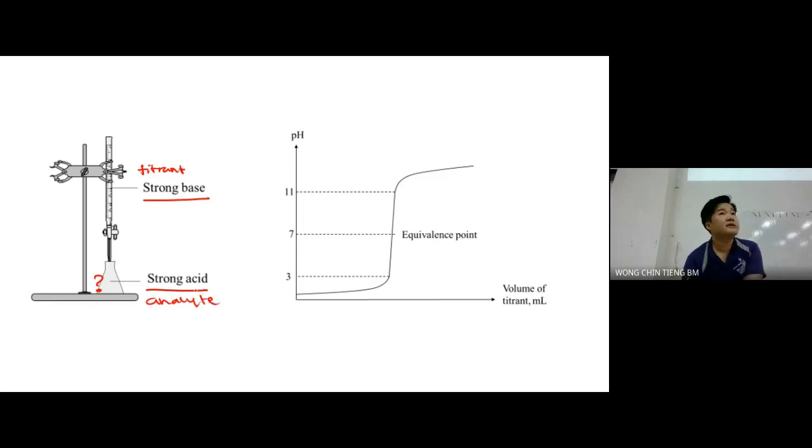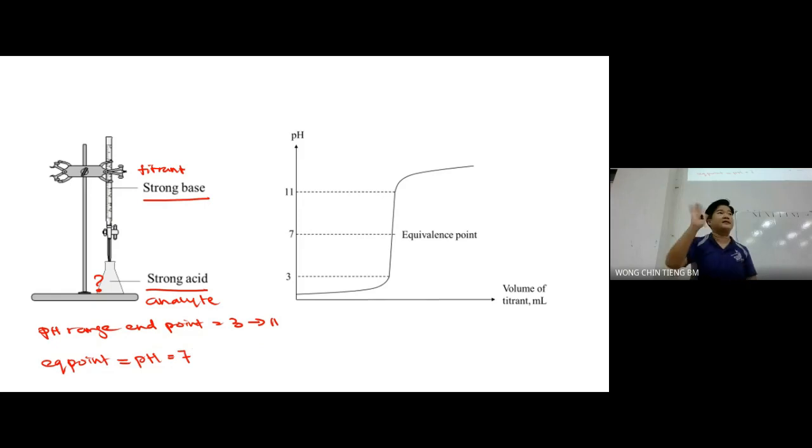Dan sebelum kamu mula, dua benda dulu. pH range of endpoint. Okay, bila kamu tahu dia adalah strong, kamu tahu endpoint adalah 3 hingga 11. Betul? Equivalent point. Tulis yang ni, contoh yang ni dulu. Equivalent point kena duduk kat pH 7. Tak boleh lebih kurang sama, sebab dia adalah neutral salt. Dia mesti 7. Okay?